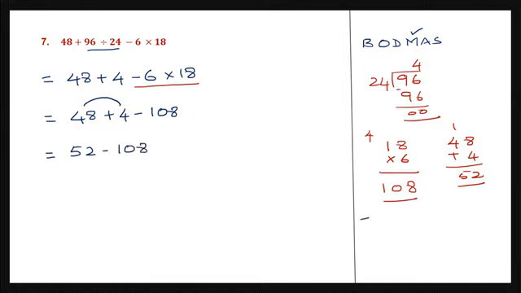Now here that is plus 52 minus 108. That means when signs are different, we put the sign of the bigger number and we subtract. So let's subtract 108 and 52. 8 minus 2 is 6, and then here we need to borrow. 10 minus 5 is 5, so our answer is minus 56. So our final answer is minus 56.